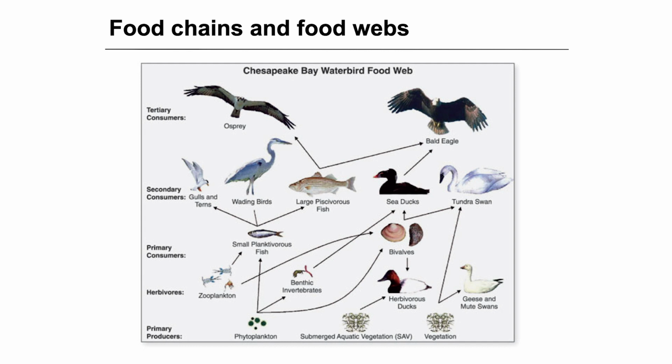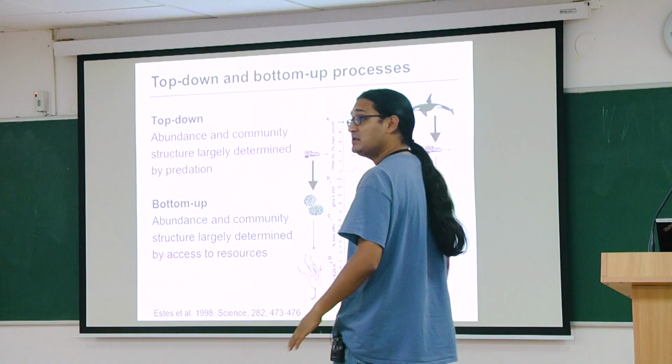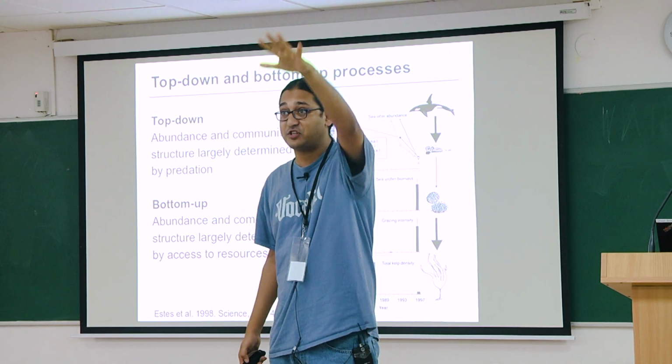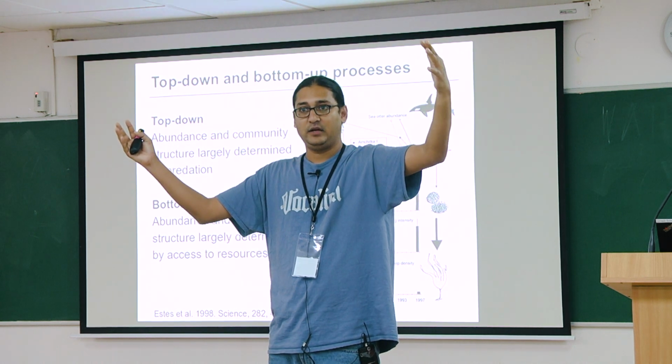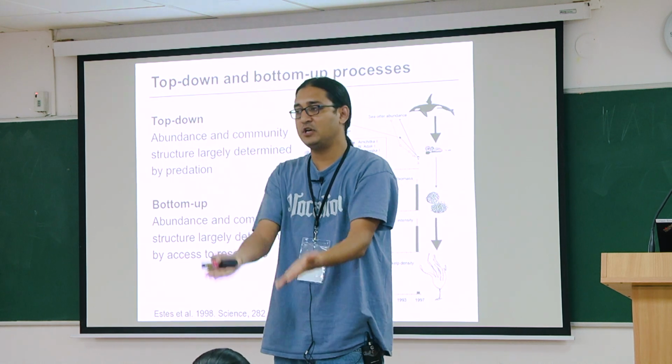So a food web is a very complex thing. A food chain is a single strand in the food web. So for example, phytoplankton to benthic invertebrates, or sea ducks to bald eagle, that's a food chain. And when you put together multiple food chains, you get a food web. And the reason why we're talking about that is to understand how communities are structured. Is it top-down processes or bottom-up processes that structure communities? So top-down processes means something's happening from the top, at the higher trophic level. So predation is what is structuring communities. So if you remove the predator, the communities will change drastically. And bottom-up is when the availability of resources is what drives the way in which communities are structured.